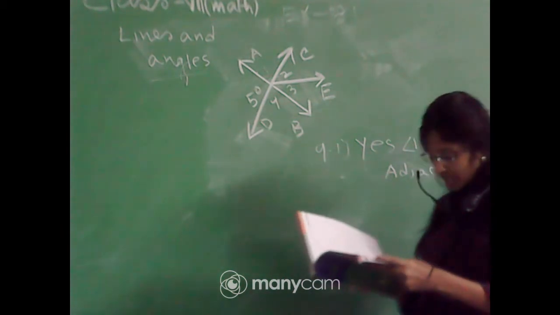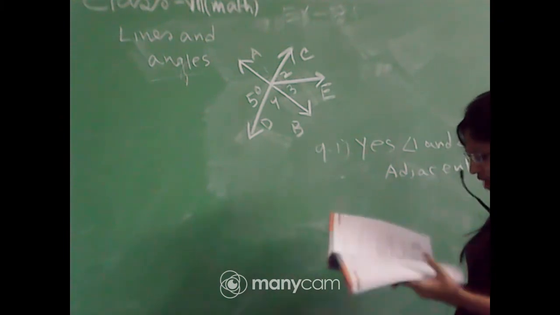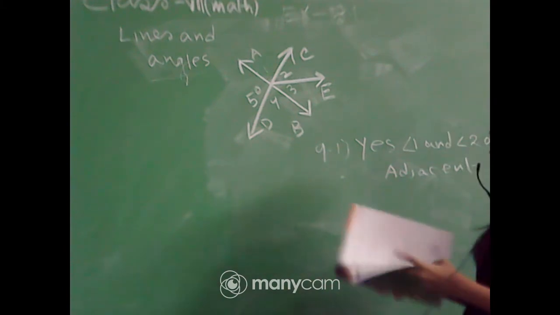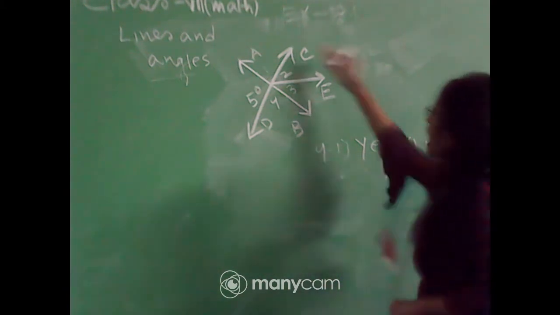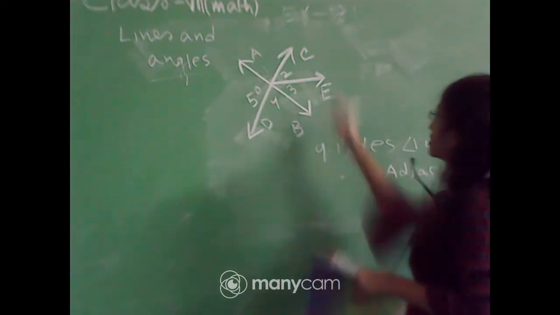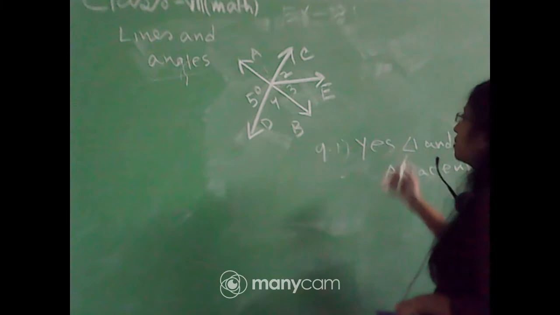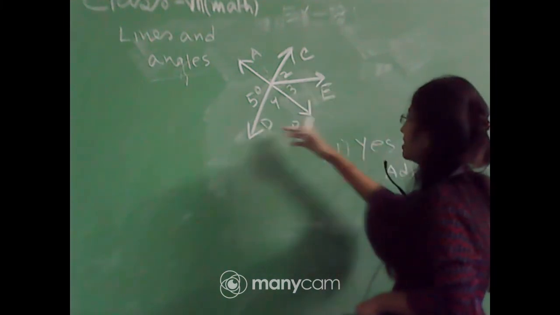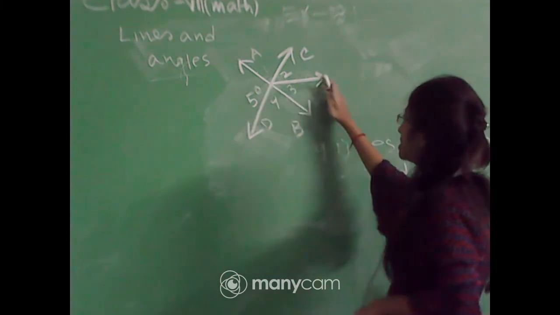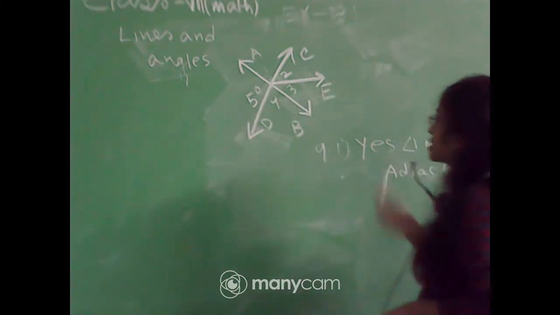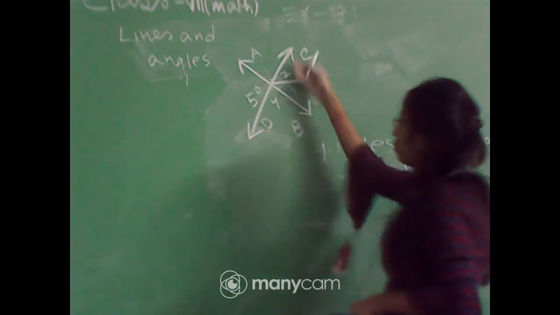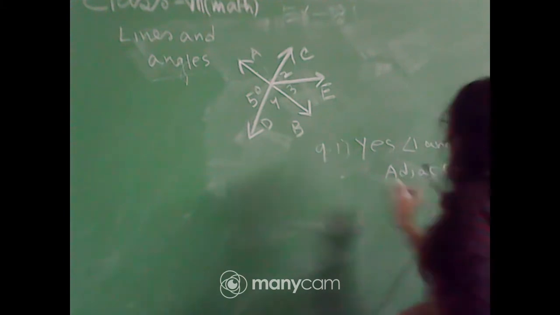Next question, do angles COE and EOD form a linear pair? Angles COE and EOD form a linear pair because they are adjacent angles having common vertex O, common arm OC, and the non-common arms OC and OE are opposite rays.